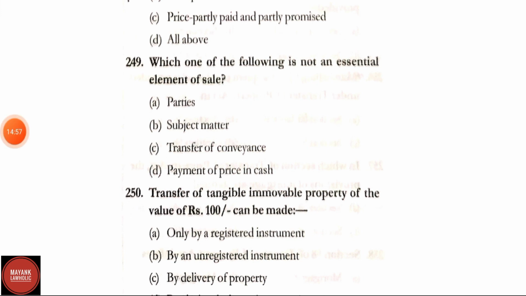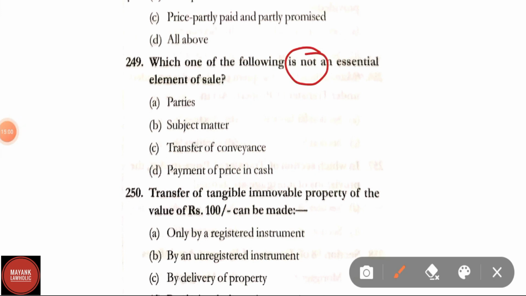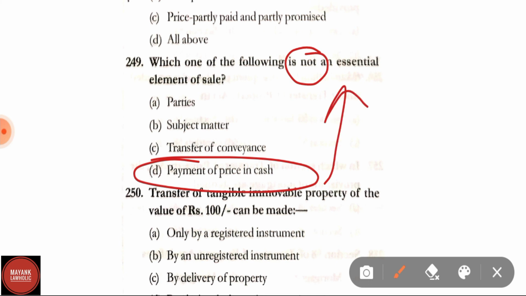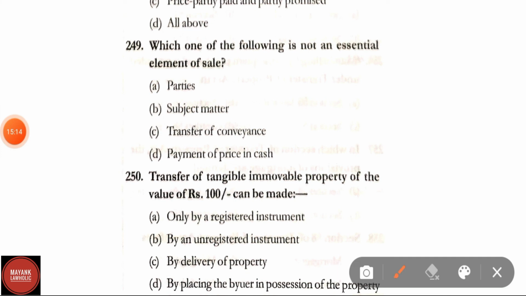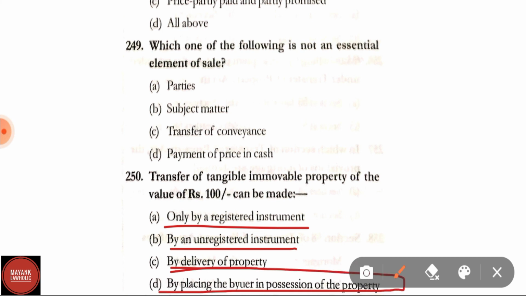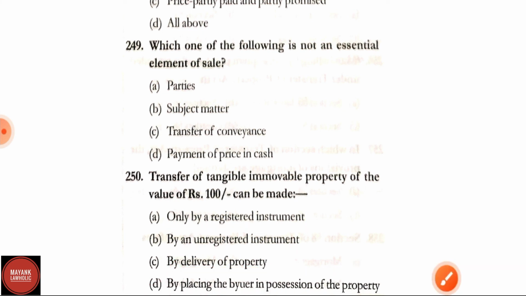Question number 249. Which one of the following is not an essential element of sale? Options are parties, subject matter, transfer of conveyance, payment of price in cash. Here payment of price in cash is not an essential element of sale. Question number 250. Transfer of tangible immovable property of the value of rupees 100 can be made only by a registered instrument, by an unregistered instrument, by delivery of property, by placing the buyer in the possession of the property. Here option D is the right answer, that is by placing the buyer in the possession of the property.